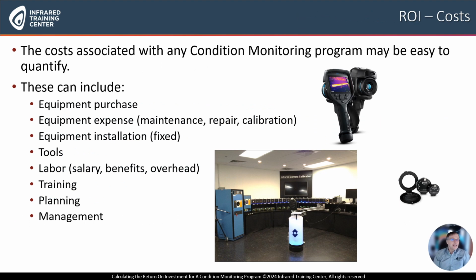All right, so the cost, how do we quantify the cost? And these are sometimes easy to quantify, but it takes a little bit of planning. The initial cost would be equipment purchase, and the expenses, cameras and vibration equipment and acoustic equipment. They need regular maintenance, repair, and or calibration. There may be some instances where fixed installation is more important, where putting a camera or fixed vibration probes. And that might take a little bit of extra engineering to do.